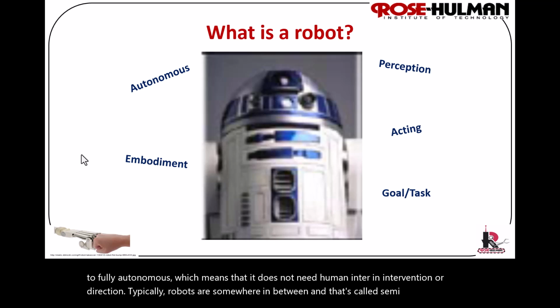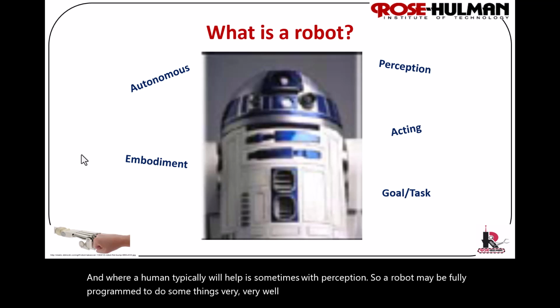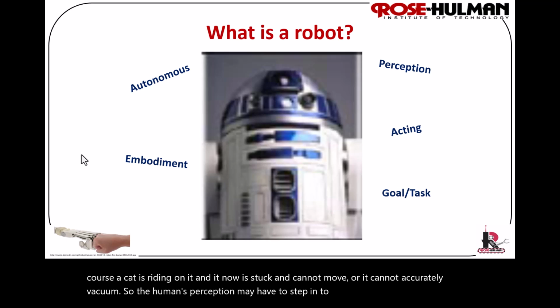And where a human typically will help is sometimes with perception. So a robot may be fully programmed to do some things very, very well, like a Roomba vacuum cleaner, unless, of course, a cat is riding on it and it now is stuck and cannot move, or it cannot adequately vacuum. So the human's perception may have to step in to shoo the cat off, etc.